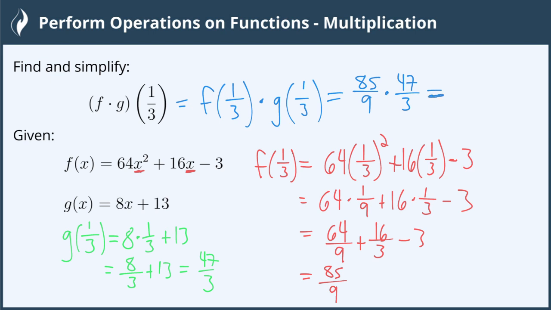Now, 85 times 47 is 3,995. And 9 times 3 is 27. So that is our final answer because it doesn't actually simplify any more than that. Remember to check, you can always put it in your calculator, press the fraction button, and see, does it come out any more simplified than you started with?